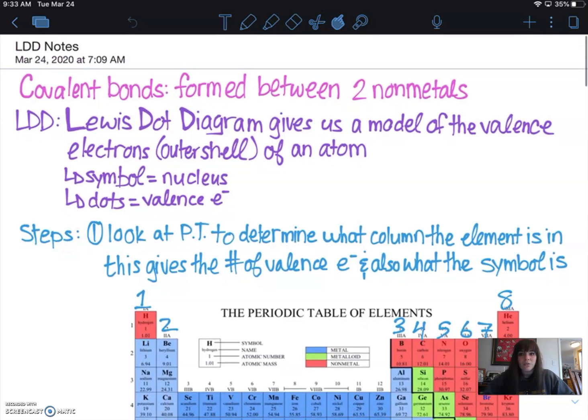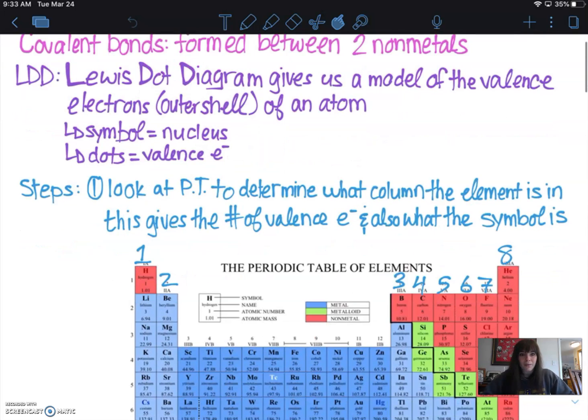So to draw Lewis dot diagrams, we are basically just drawing a simplified Bohr model. We're making things a lot easier for us. Instead of drawing all the circles and all the different levels, we simply draw the outermost valence electrons and use the symbol for a nucleus.